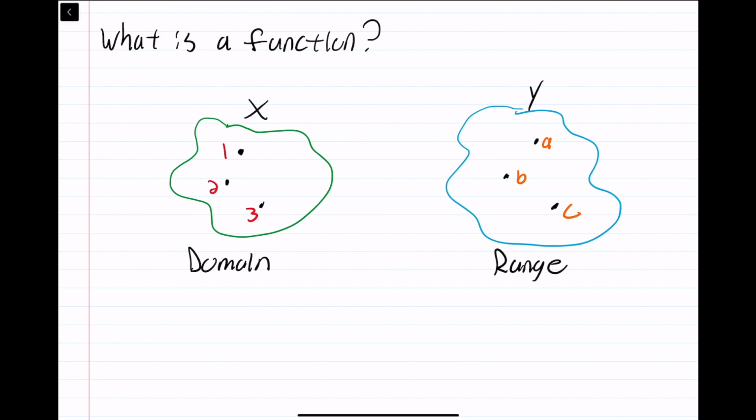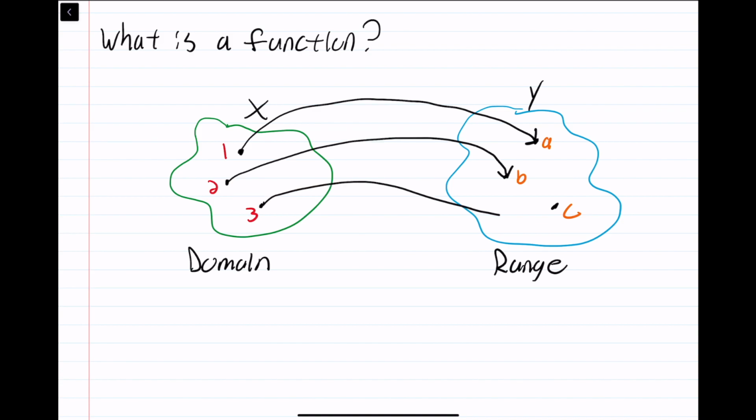So as I had just mentioned, a function is a correspondence between both the domain and the range, but the definition of a function states that each member of the domain corresponds to exactly one member of the range. So we can say, for example, that 1 can map to A, 2 can map to B, 3 can map to C. It doesn't necessarily have to go in this order, just as long as each member of the domain maps to only one member of the range.